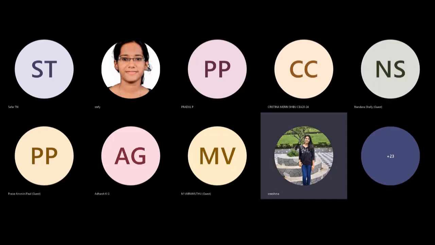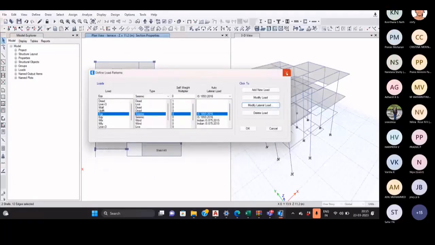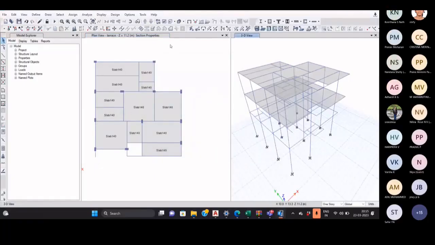Junior engineers, Neha already explained to you about assigning wall load. Once again, I will explain. The only load acting on the beam is wall load. So we have to calculate the wall load and apply it on each of the beams. For this, we have to calculate the wall load.